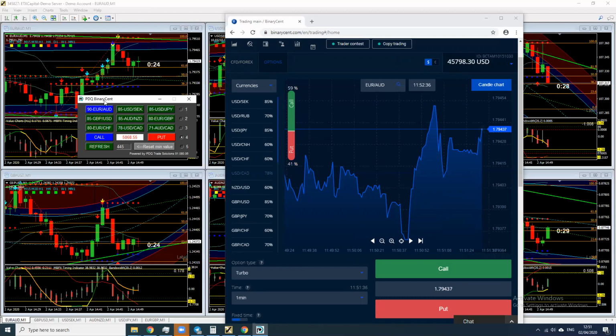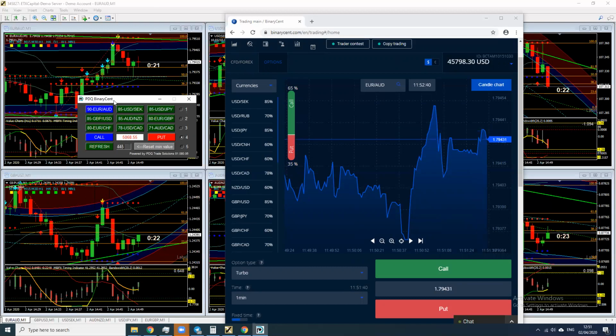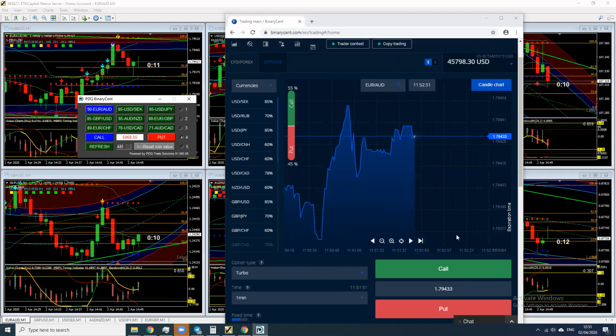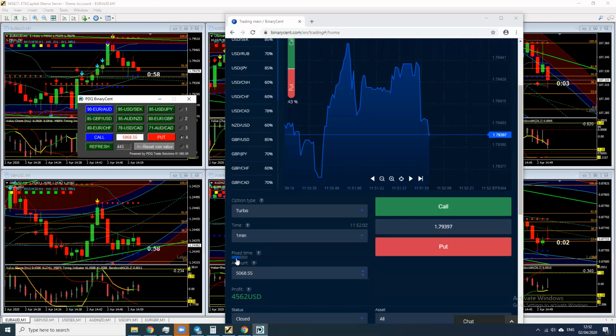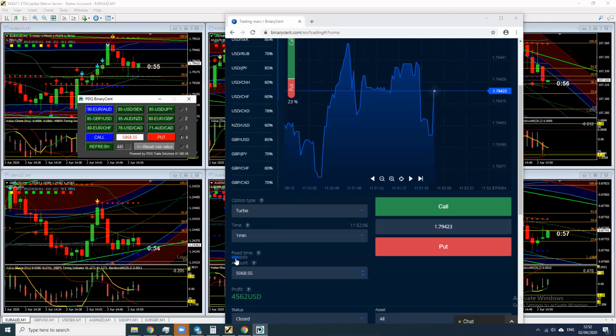But it only works with Binary Cent. It won't work with any other broker. For example, IQ Options, it won't work with it because what it's doing is searching in particular areas and setting the whole system up. So when it loads up, it will check the fixed time is in the correct position, which is to the left here, because to the right it finishes at the end of the minute. But to the left it gives you a full 60 seconds from when you click call or put.